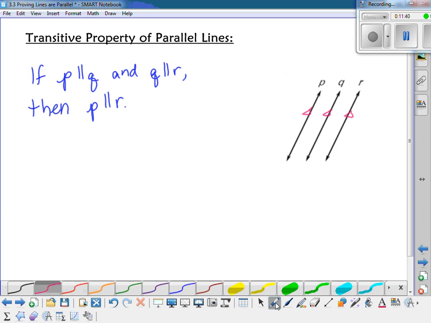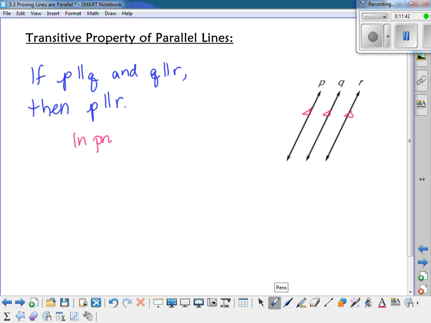If you were writing that in a proof for your reason, you would just write transitive, and then you would have the parallel sign in parentheses, and that's the transitive property of parallel lines.